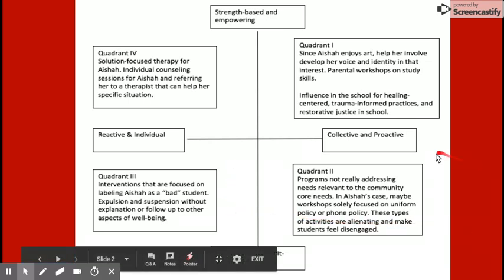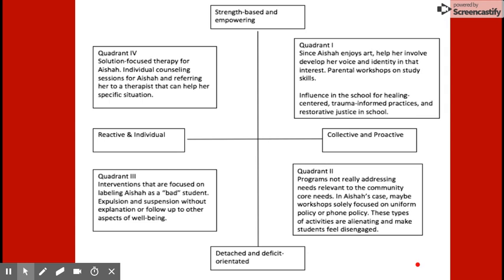When people want to put collective and proactive approaches, however, they're not really thinking about strength-based or empowering ways that those approaches will be effective. They often result in programs that are very alienating to the community and not really addressing core needs of the community. So in Aisha's case, that will be workshops solely based on uniform policy or phone policy, but these kind of make her feel alienated and very disengaged. They'll make students feel like administration or the system doesn't understand them, that they're not really understood in the culture or in the context of the school.